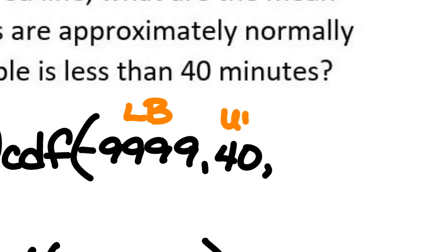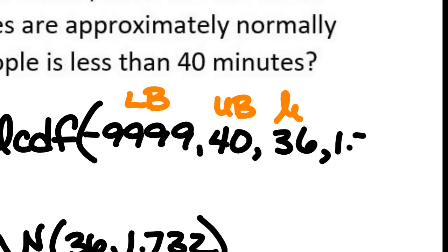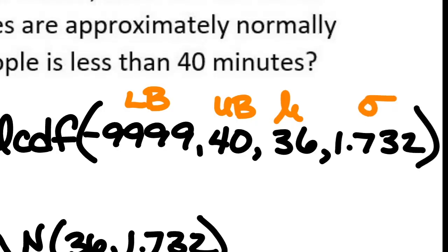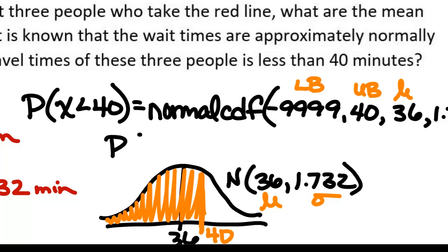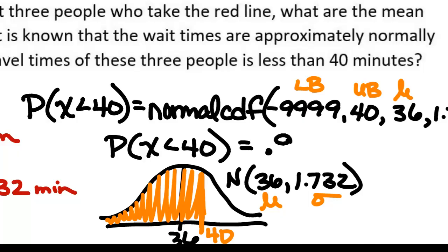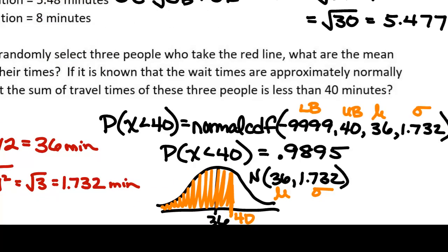Mean, 36. And standard deviation, 1.732 is my standard deviation. Please make sure that you are labeling those numbers. So then the probability that X is less than 40 comes out to be about what? Yes, 0.9895 if I take it out to 4 places.